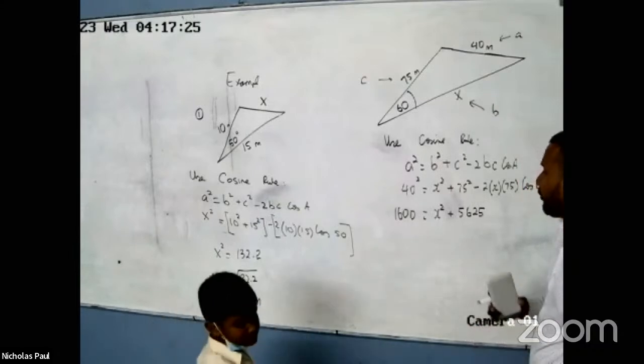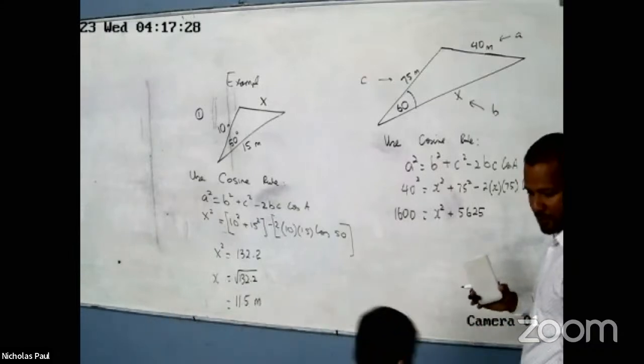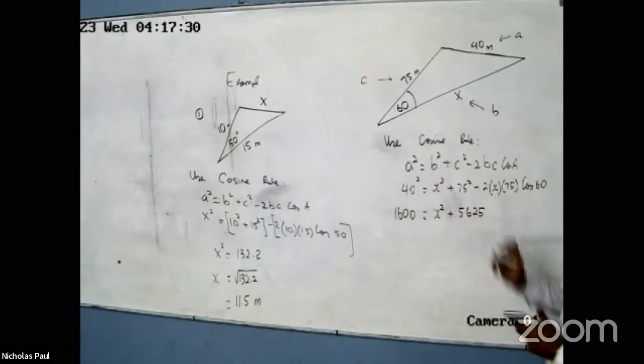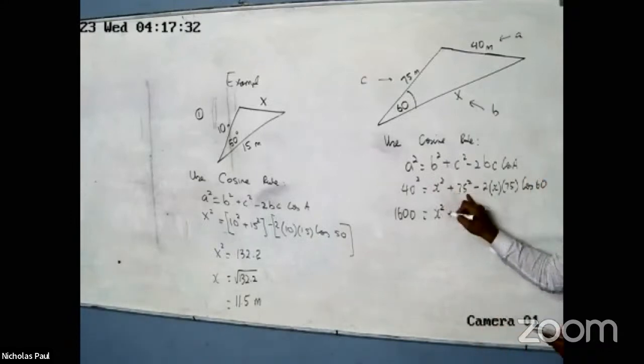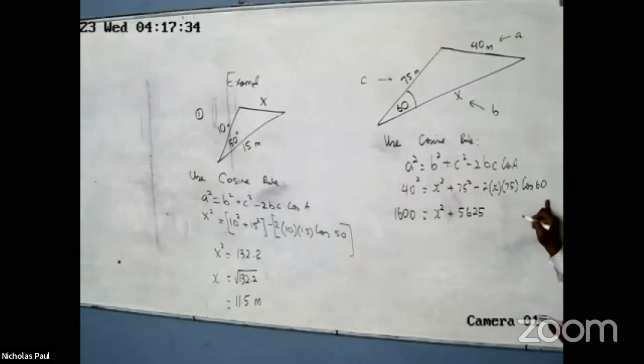Right? So 5625 is 75 squared, right? This is one term by itself, and this is the whole term here. So we're going to work out that whole term there: 2 by 75 multiplied by cosine 60. Right?